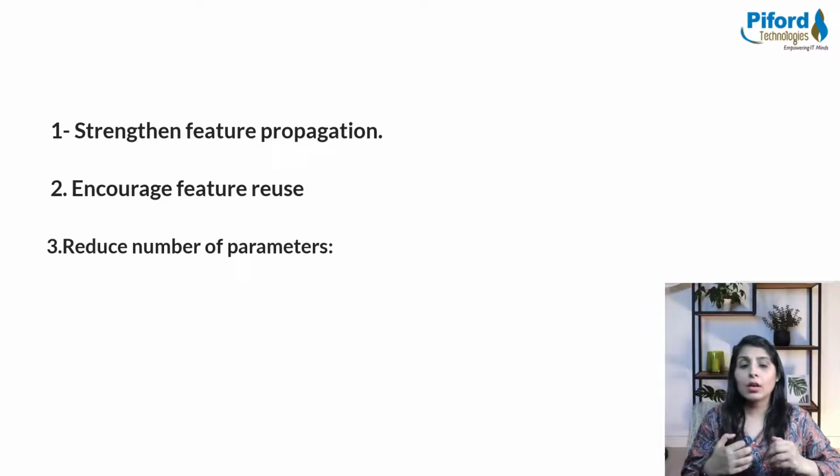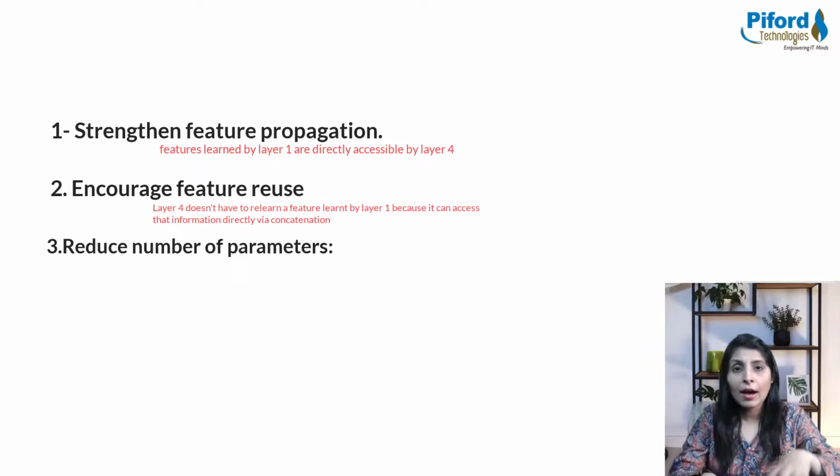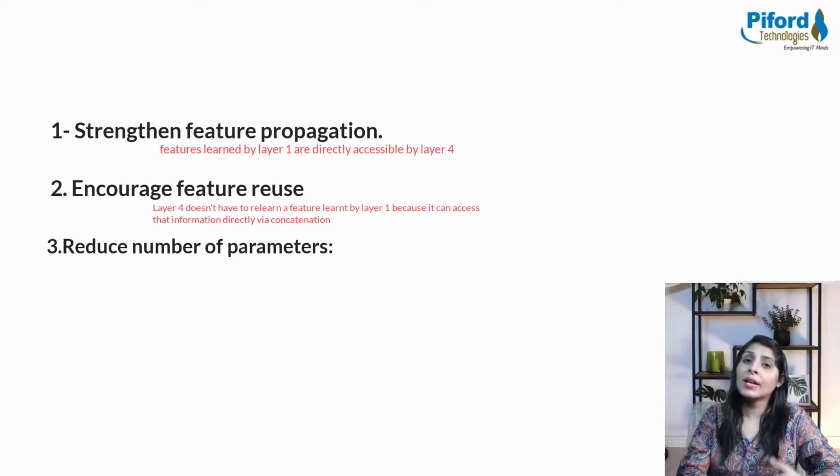And feature reuse is again a similar kind of thing. Let's suppose layer 4 doesn't have to learn the features which layer 1 has already learned, because it can access the information directly by concatenation, right? So layer 4 doesn't have to learn a feature learned by layer 1, because that information can be used by layer 4, because we are using concatenation over here. Every layer is connected with every other layer, right? So these are the benefits of it.